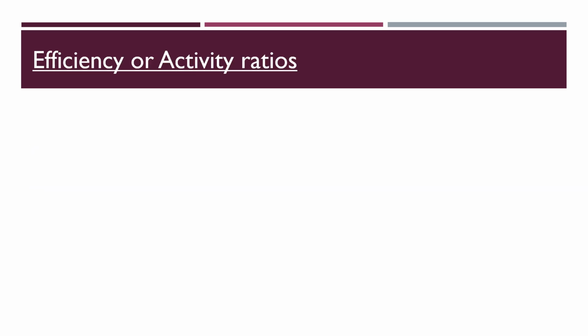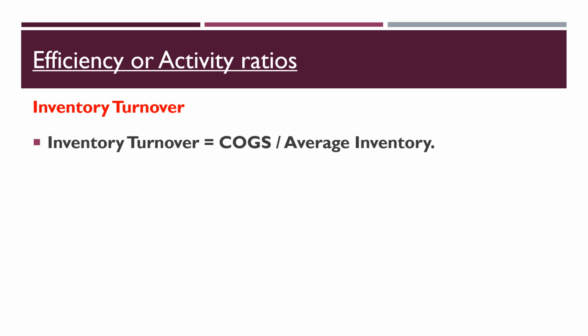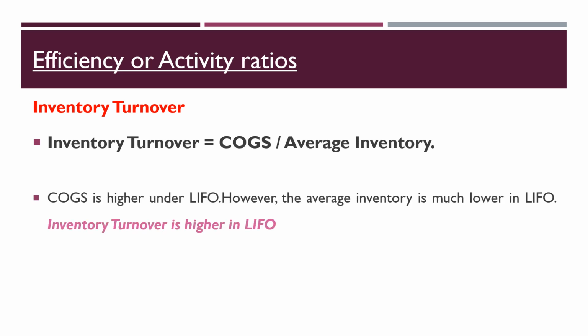Under efficiency ratios, let's look at the inventory turnover first. In the inventory turnover, if we are using the LIFO method, the cost of goods sold is higher. However, the average inventory is much lower in LIFO. Therefore, the inventory turnover is higher in LIFO method.